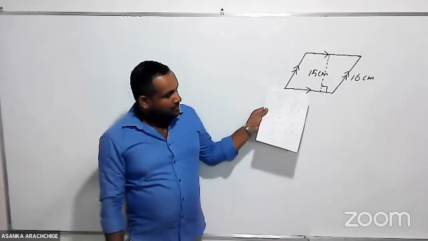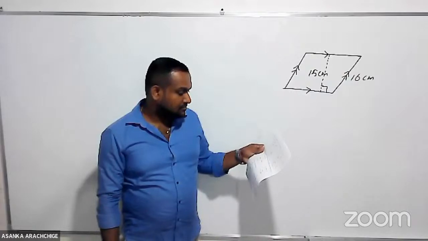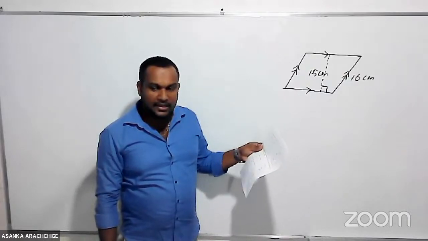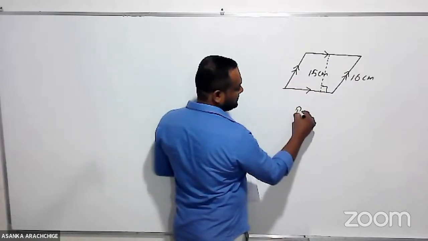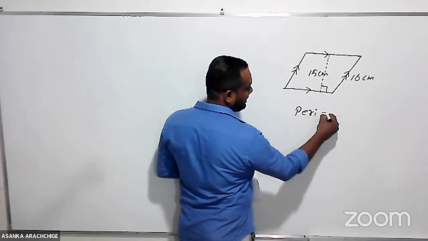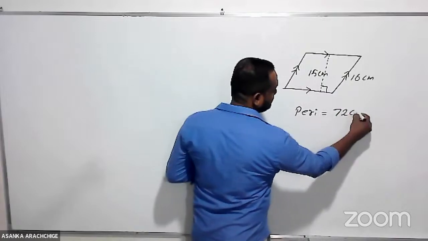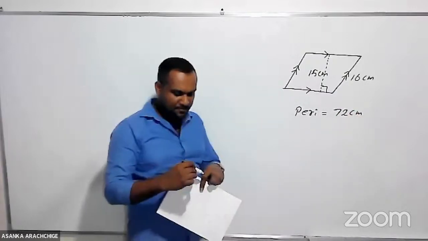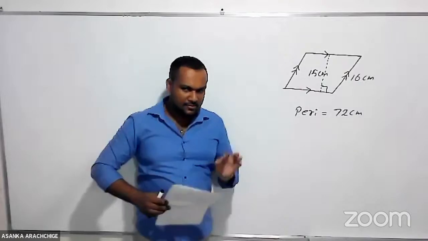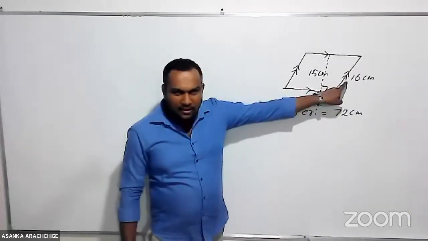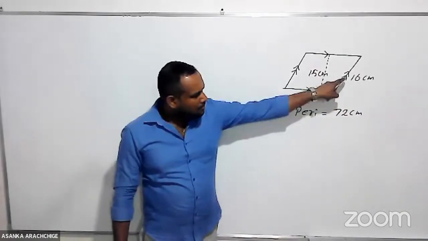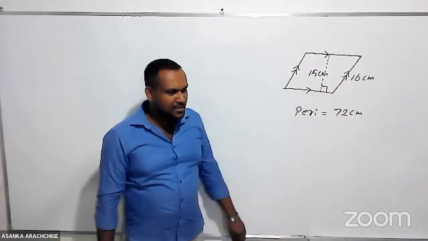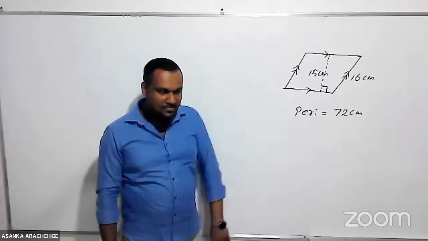What is the perimeter of this figure? 72 or 48? The perimeter of this figure is 72. Listen for a moment. Can we find the area of this parallelogram by using 16 and 15? No.